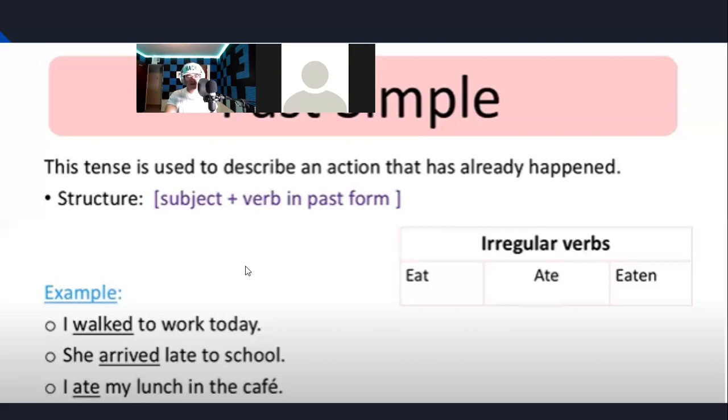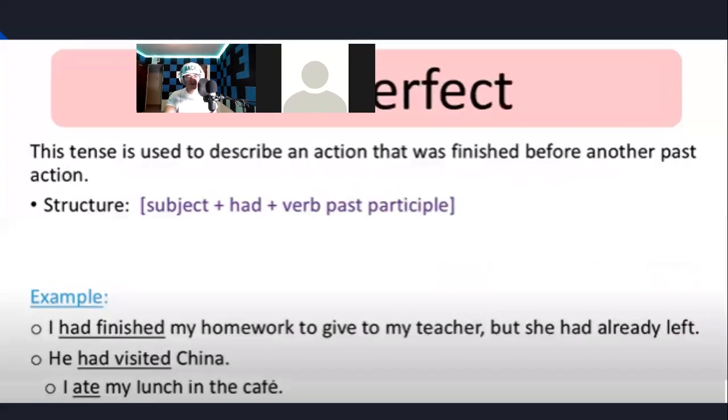Here are some examples. I walked to work today. She arrived late to school. I ate my lunch in the cafe. Next is the past perfect.